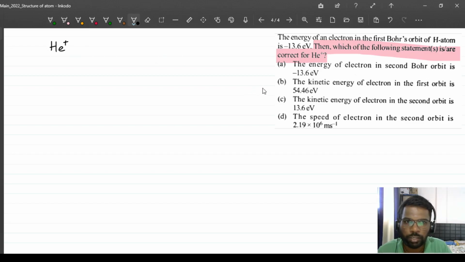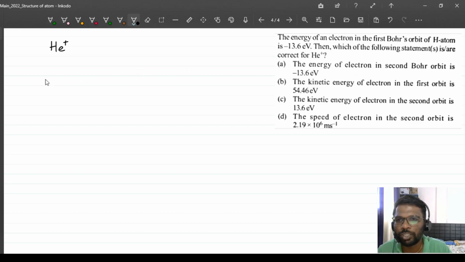So first, four options are given. Let me check which of these options are correct and why it is correct. Option A says that the energy of the electron in the second Bohr orbit is, right? Which of the following statements is correct for helium plus? So for helium plus, the energy of the electron in second Bohr orbit is minus 13.6 electron volt.